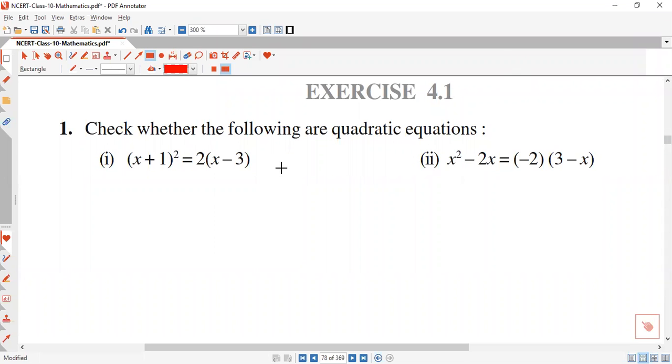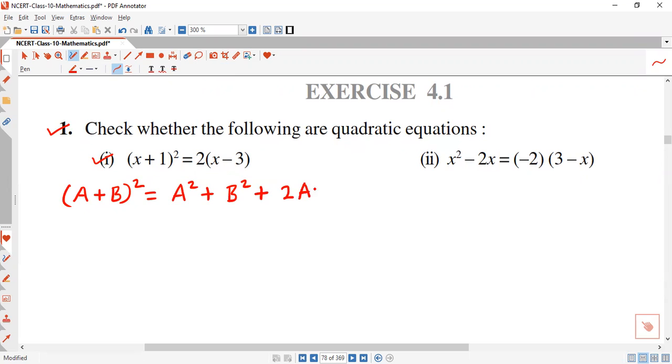Now we will do exercise 4.1, checking whether the following are quadratic equations or not. First question: x plus 1 whole square equal to 2x minus 3. You see this is a square function, so first we open this square. We know the formula: a plus b whole square equals a square plus b square plus twice ab. Here x equals a, b equals 1.